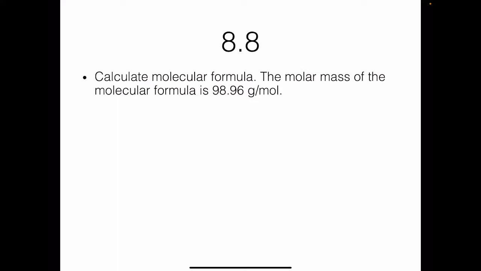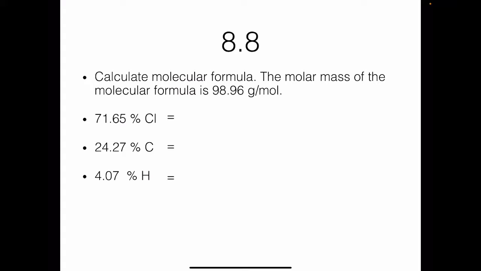So a sample problem might say, calculate the molecular formula. The molar mass of the molecular formula is 98.96 grams per mole. But we have to be given a series of percent composition values for this compound. We need a place to start from. There are many molecular formulas that could potentially have a molar mass of 98.96 grams per mole. We need something else to go off of. So we're given this percent composition information. This would have to be given to you.